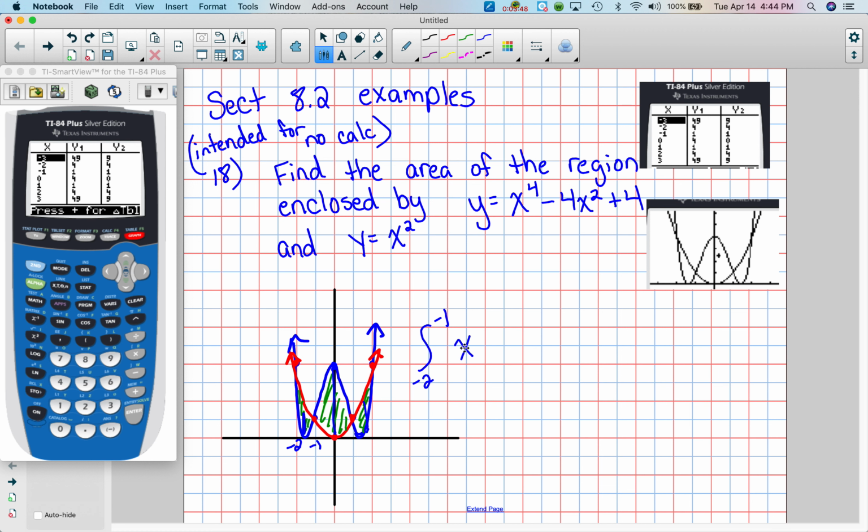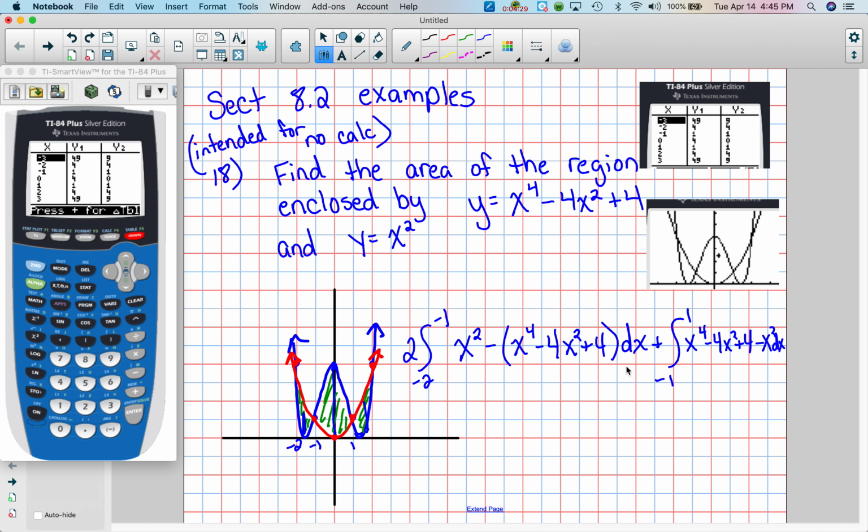So it's going to be x squared minus, and don't forget to have parentheses here, dx. I'm going to double that because I have two sides, and with the symmetry it's going to be the same area. Then I'm going to add to that the integral from -1 to 1. Now the quartic function's on top, so it's going to be x to the fourth minus 4x squared plus 4, and then minus the x squared dx. This is what will tell me the area in between the two curves.